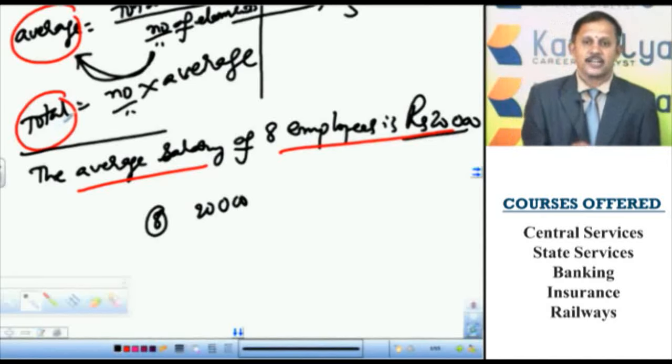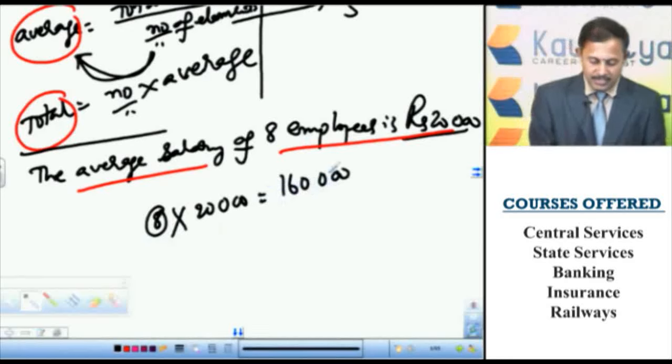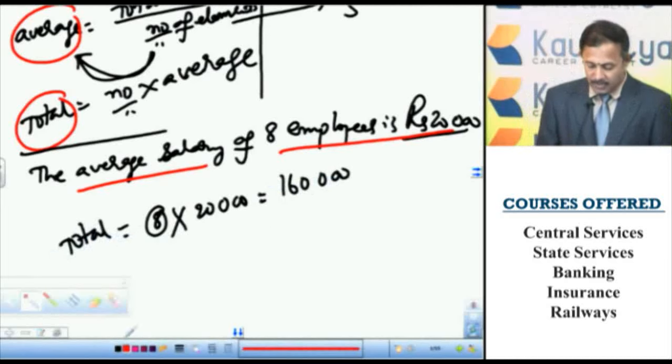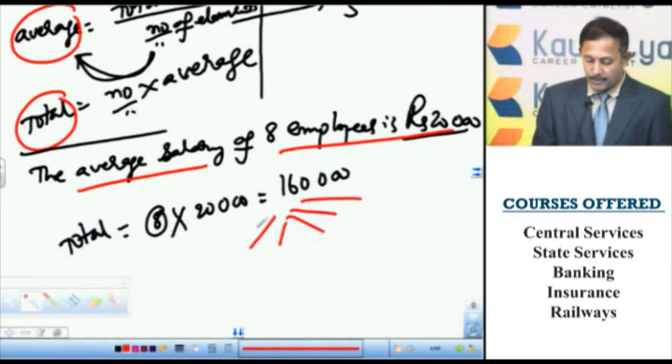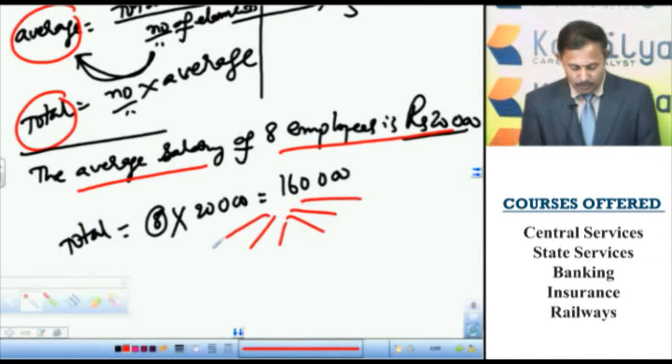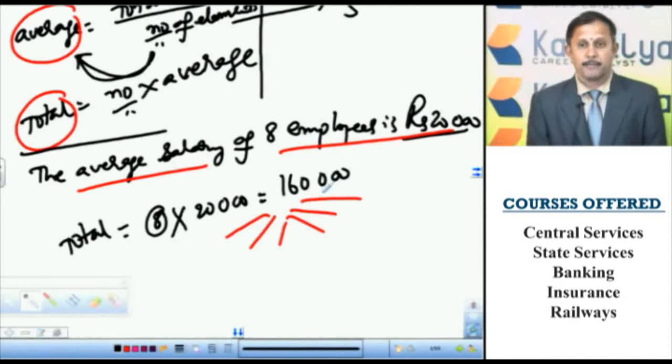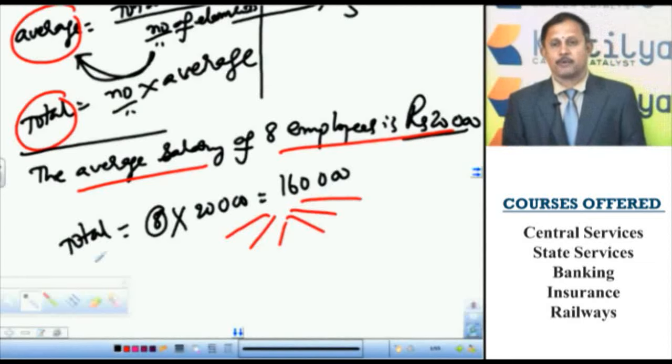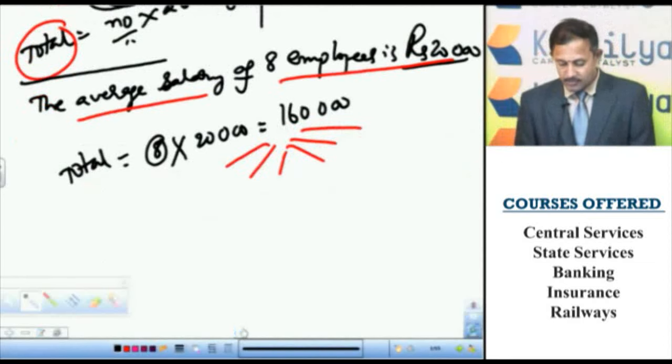So let us make use of the second formula. Here the number of candidates is 8 and the average is 20,000. So number into average, 8 into 20,000, is equal to 1,60,000. That is the total salary of all the 8 employees, but we are not particular about the salary of the individual. Next, one more example.